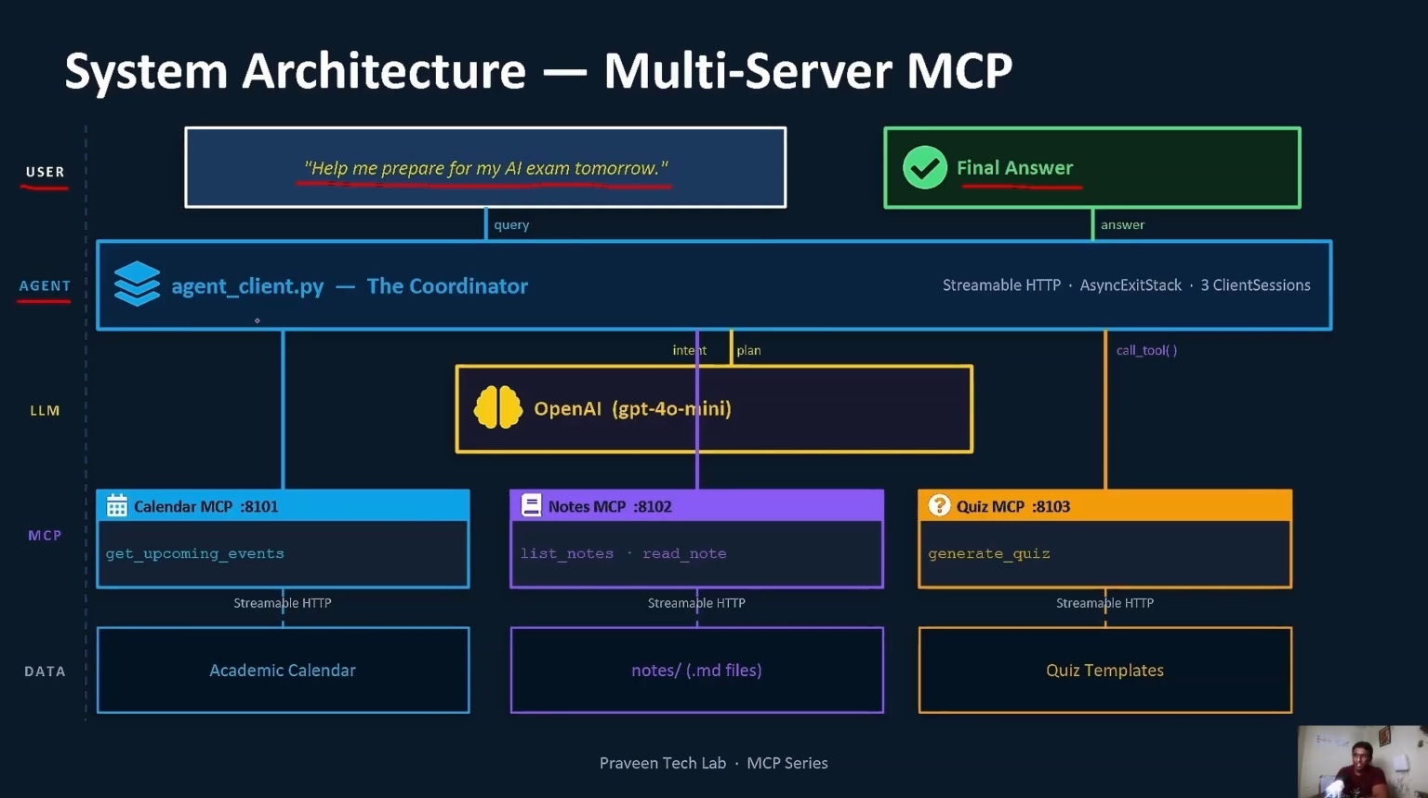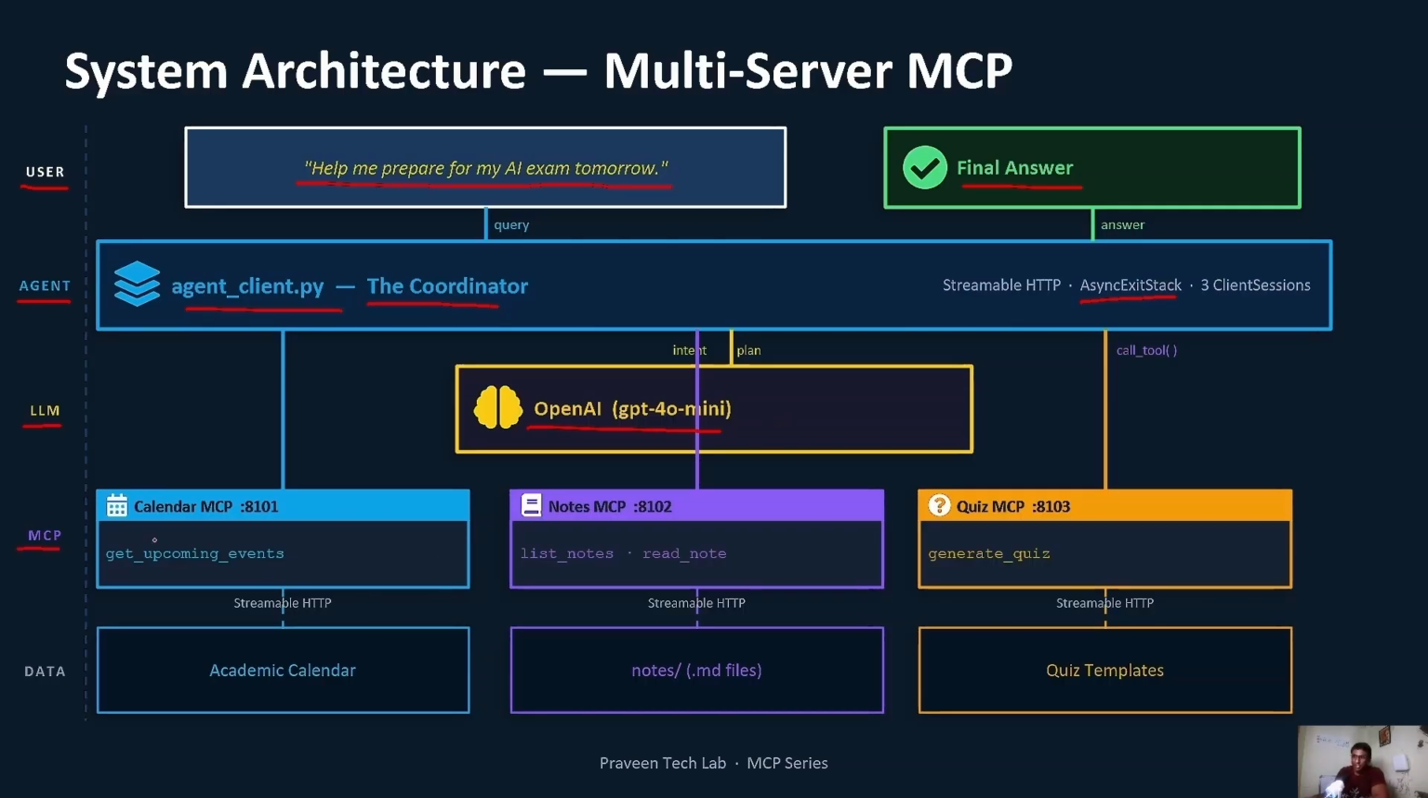Agent layer. agent_client.py is the coordinator. It does not contain any student data or any business logic. Its only job is to call the right tools in the right order and pass the results to OpenAI. It holds three simultaneous MCP connections using AsyncExitStack. Next, LLM layer. OpenAI is called twice, one at the start to understand the intent, one at the end to compose the final answer, using everything the MCP servers returned.